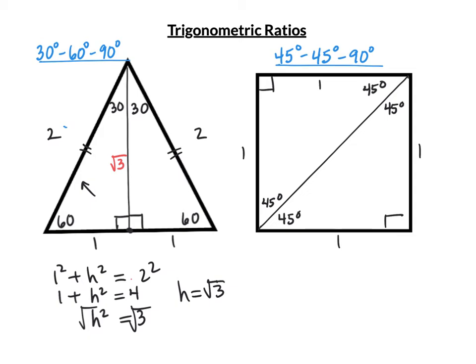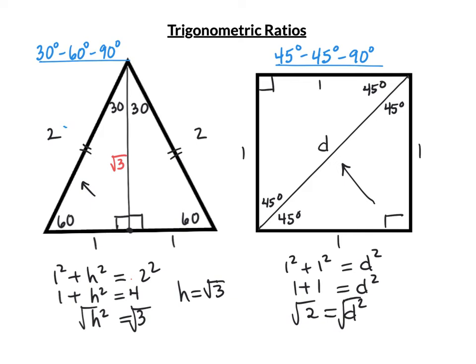Using the Pythagorean theorem, we can again find that diagonal. Let's call that d for diagonal. A squared plus b squared is c squared, and c is the hypotenuse, opposite the right angle. 1 squared plus 1 squared equals d squared. 1 plus 1 equals d squared. 2 is d squared. Square root of both sides, and we see that d is the square root of 2.